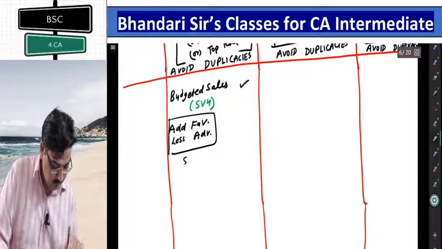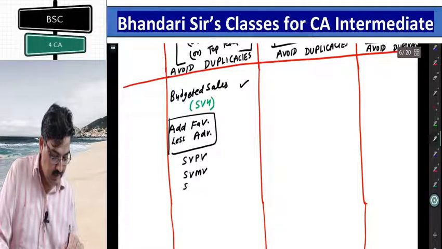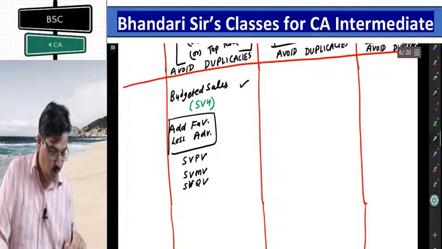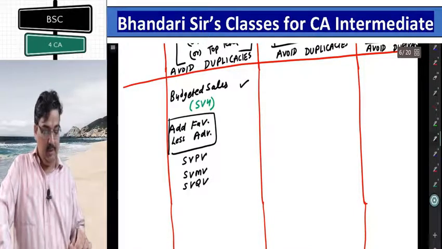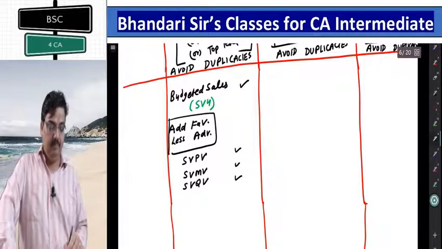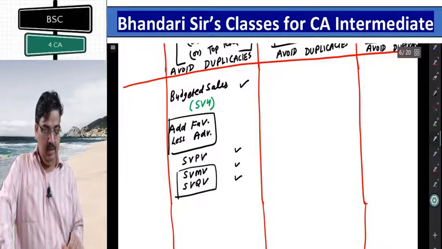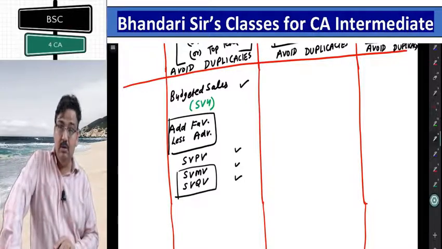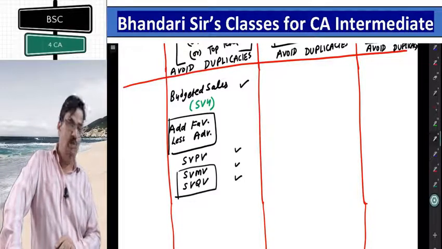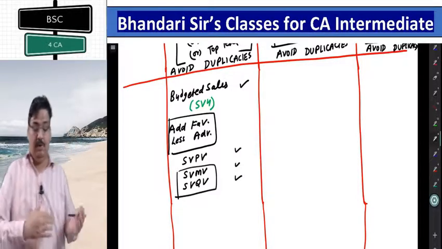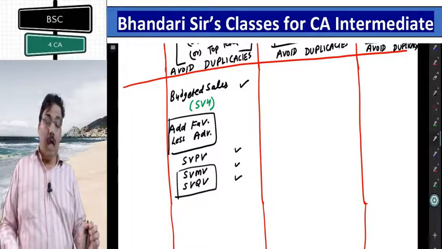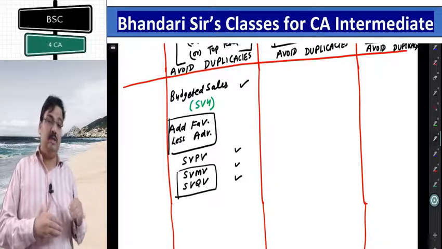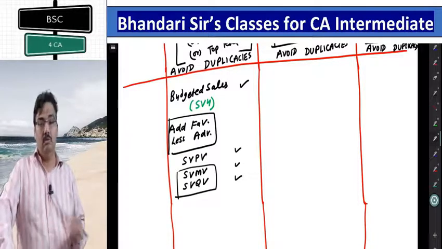Which category? Sale value price variance, sale value mix variance, sale value quantity variance. Which categories am I putting? Only sale value categories. I would love to put these three. If they are not separately known, instead I can put the sale volume variance, sale value volume variance. If even price is not separately known, I can put the total sale value variance. I am making bottom level in this, whatever formats I am giving you.